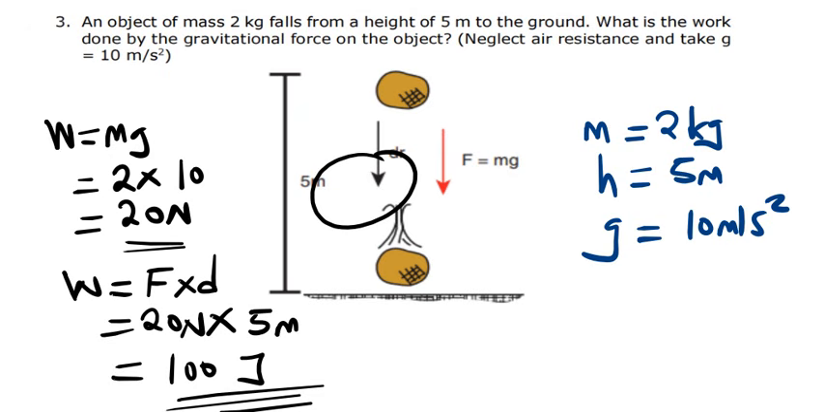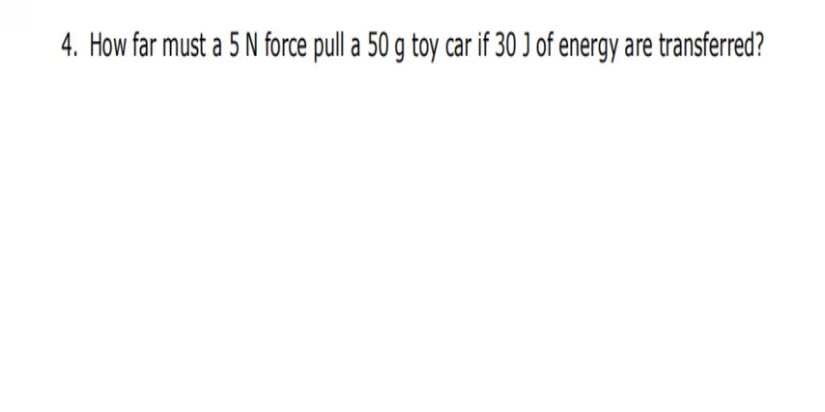What this means is that the work done by the gravitational force as the object is moving down 5 meters is 100 joules. Okay, so that is very important for us to understand. Now, as you continue solving questions, you can pause the video, try them by yourself, then compare with what you are solving, just to maximize your understanding. Let's go to question number 4.